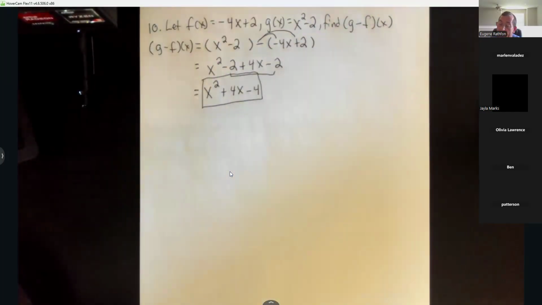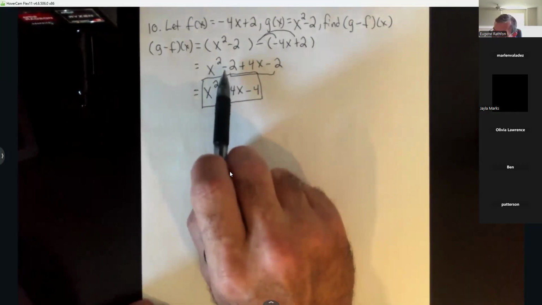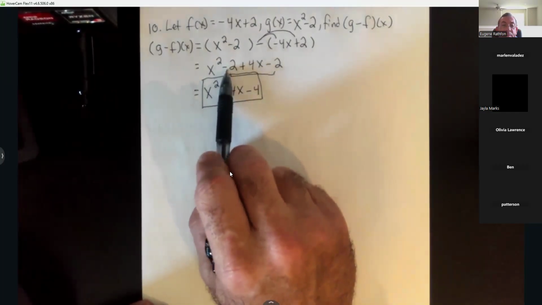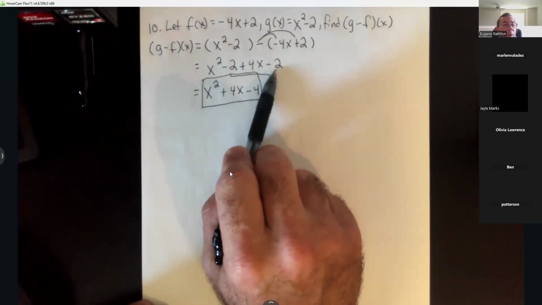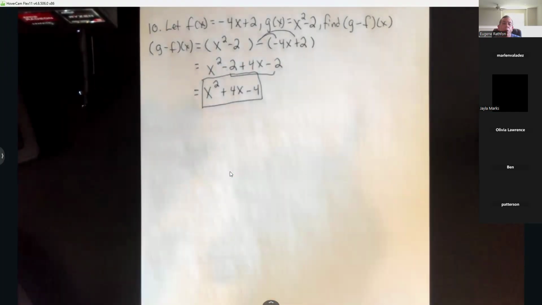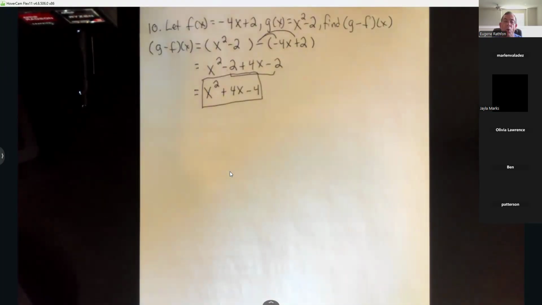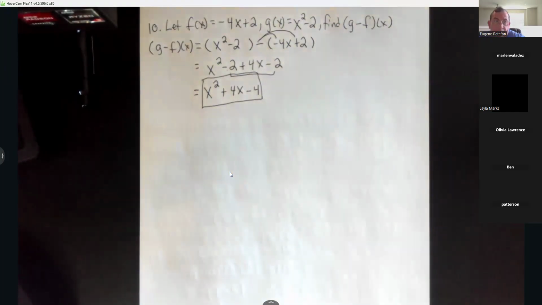I'll tell y'all, a lot of the biggest mistakes I see on this, people take that negative 2, add it to that negative 2, and make it a positive. But y'all remember, like signs are only positive when you're multiplying and dividing, okay?